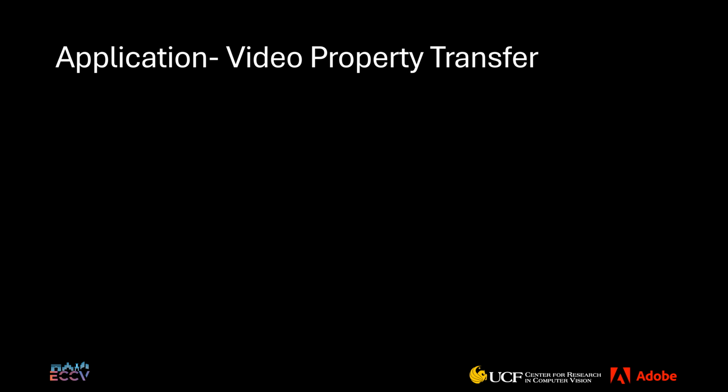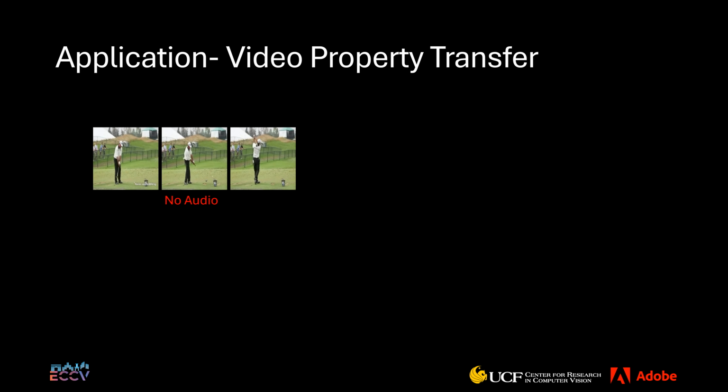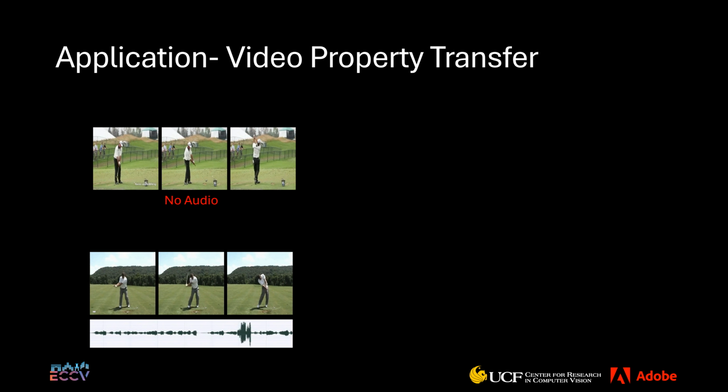Video alignment has a range of highly useful applications. In this example, the top video shows a golf swing without any audio, while the bottom video includes the same action with an audio track. Our objective is to transfer the audio from the bottom video to the top video. However, simply copying the audio track from one video to the other isn't meaningful because the videos are temporally unaligned.